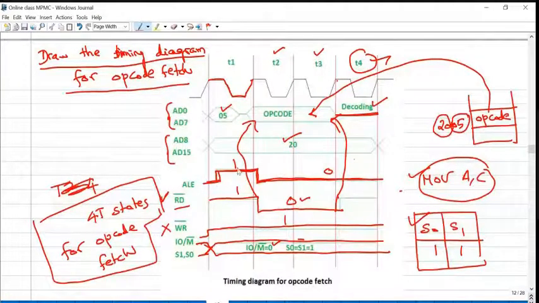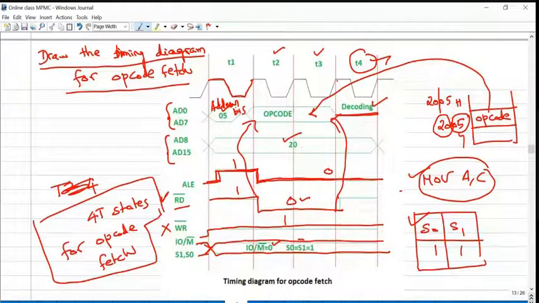At that time, the lower order 8-bit address, 05. Total 2005 is the address location, the 16-bit address location. I have taken an example. So this lower order address is placed on AD0 to AD7. So at this particular time period, this acts as the address bus.